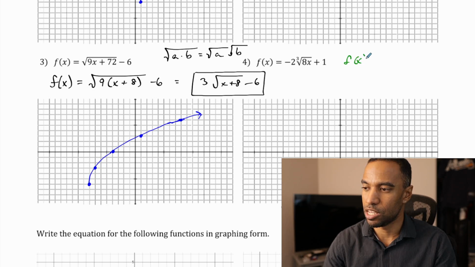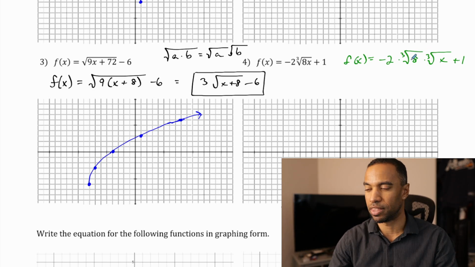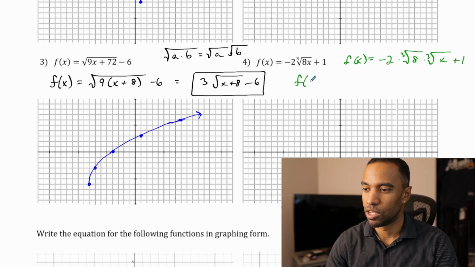So f of x equals, I got negative 2 times the cube root of 8 times the cube root of x plus 1. This thing really had a beef with that 8 right there. We can take the cube root of 8. We get 2. So negative 2 times the cube root of x plus 1, which is negative 4 times the cube root of x plus 1.